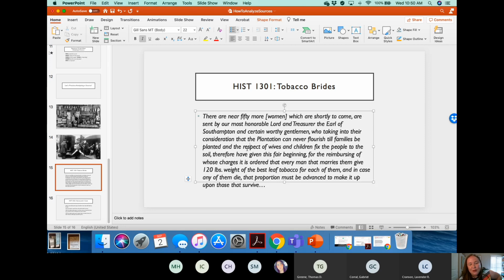This is why sometimes I have students who read this and say they're purchasing slaves. No, these women aren't slaves. You're going to see why in the rest of the letter that you're going to read for the sources and history assignment. But certainly, the men have to give up something for the privilege of getting a wife, right? And if they're paying in tobacco, what does that maybe tell us about Jamestown? That they have a lot of tobacco? Right. So they have a lot of tobacco.